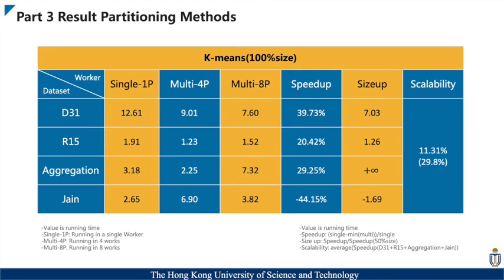And you can see from the tables, for the D31, R15 and Aggregation datasets, Spark does help to speed up the runtime for the k-means algorithm, and when sizeup, the help goes up. And the Gen dataset has more outliers, so the performance is not as good. And if just calculating D31, R15, and Aggregation datasets, the scalability is 29.8%, which shows Spark also has a nice scalability for k-means when dealing with the suitable kind of dataset.